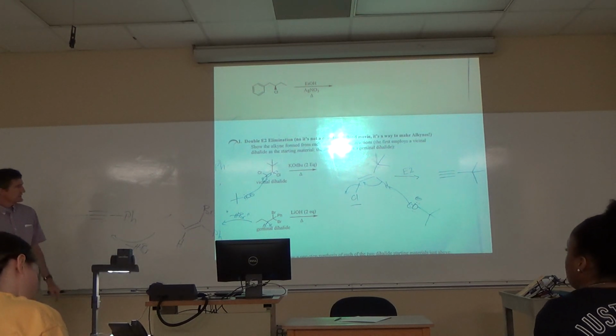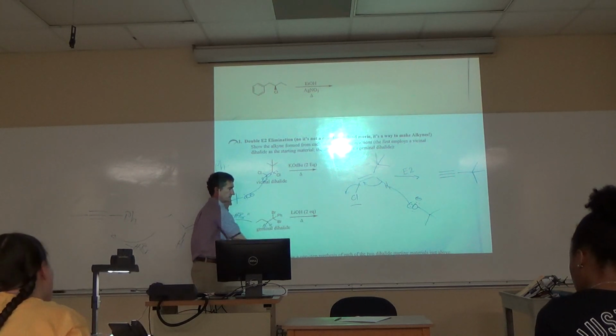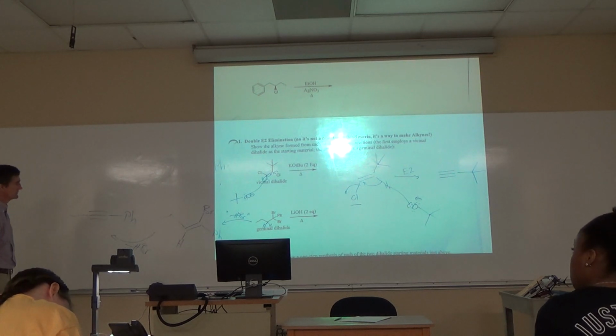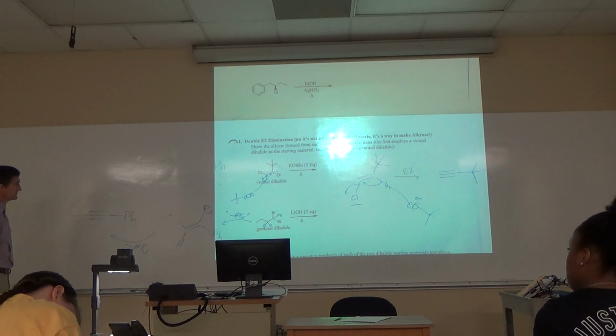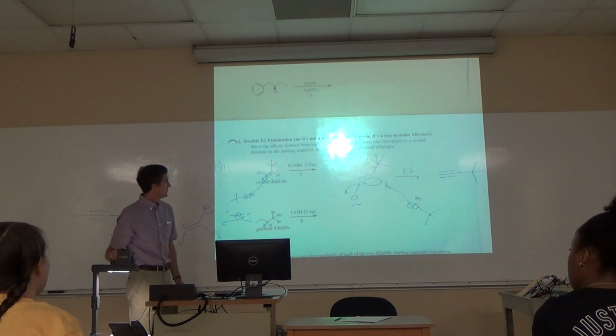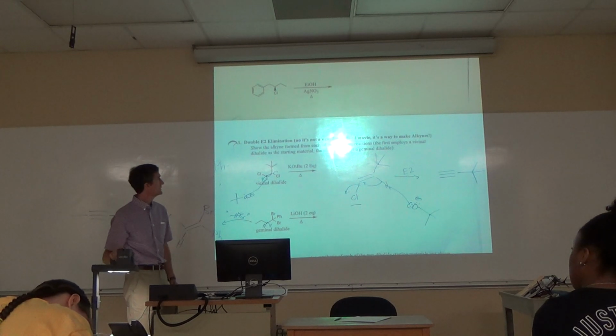Double E2 elimination. Eliminate 2 HBrs using strong base. 2 equivalents of a strong base. It is possible, and that's the lab you're doing this week, using the vicinal dibromide you made earlier.